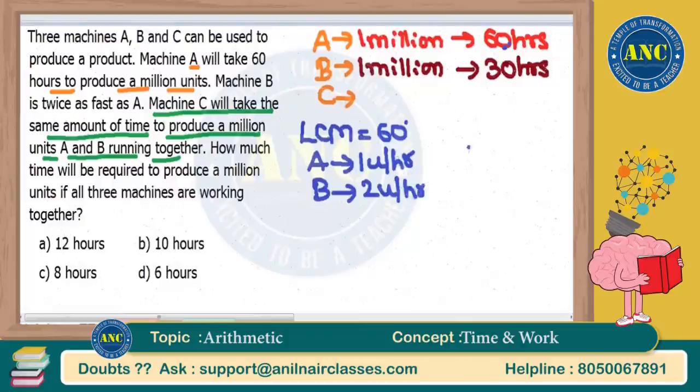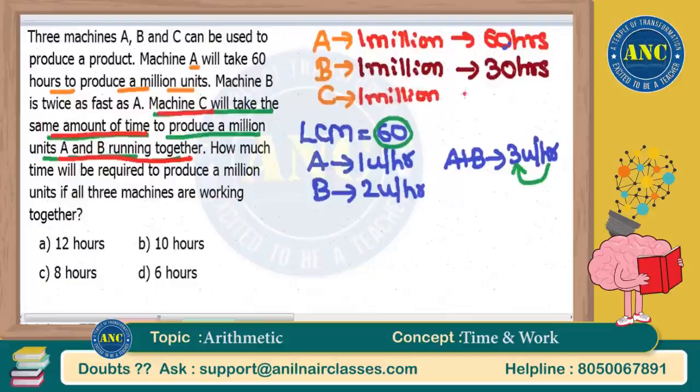Now, can I say that A and B together is 1 plus 2, 3 units per hour. In 1 hour, they both will distribute 3 chocolates. To complete 60 chocolates, how much time will they take? They will take 20 hours, because 3 into 20 is 60. Whatever time A and B together take, machine C will also take the same time. That is what is given. That means to produce 1 million unit, machine C will take how much time? 20 hours. That 20 hours is nothing but the time taken if both A and B are working, right?